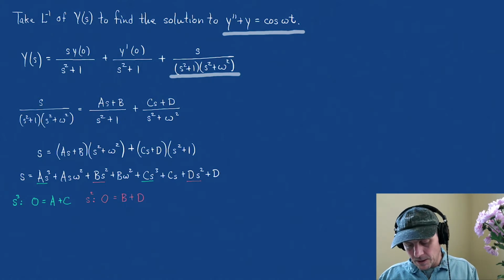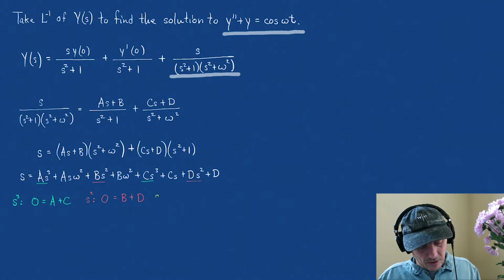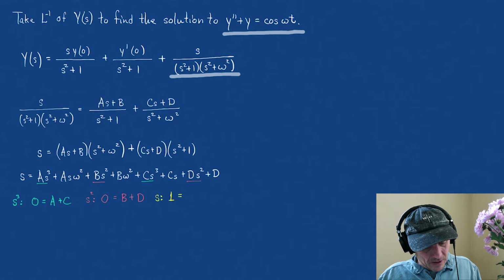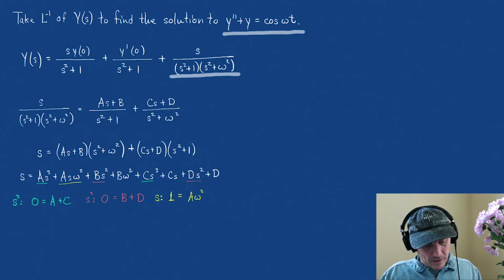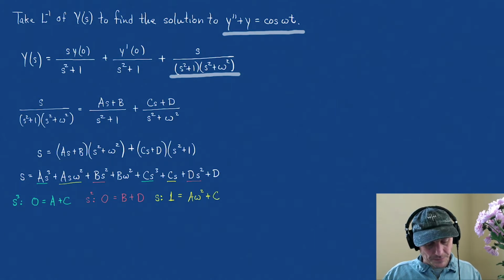If we grab another color, we can say our s terms. Well, our s terms on the left-hand side, I have one of them, and that's going to be equal to, I have an As omega squared, so that's just going to be A omega squared. And do I have any more s terms? Oh, it looks like I have a Cs right there, so plus C.